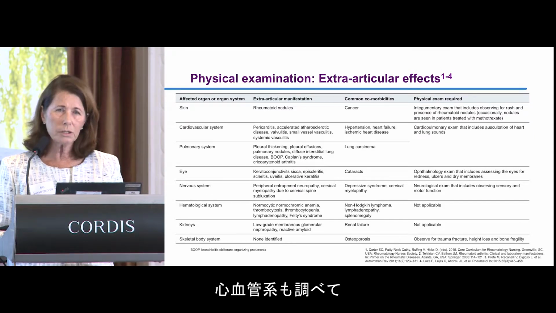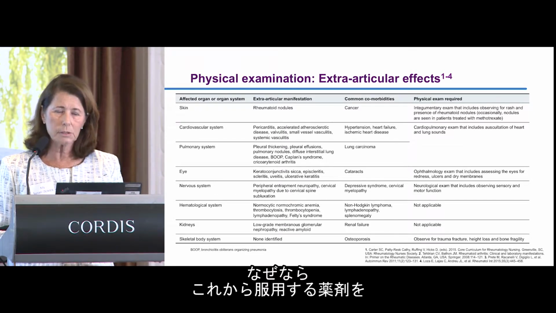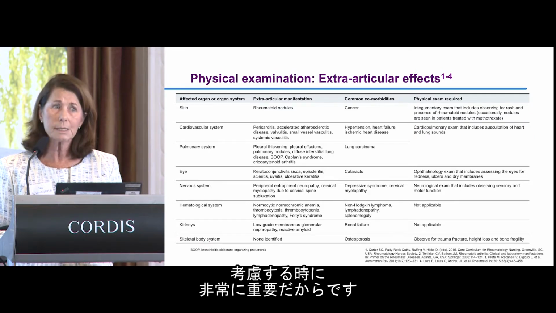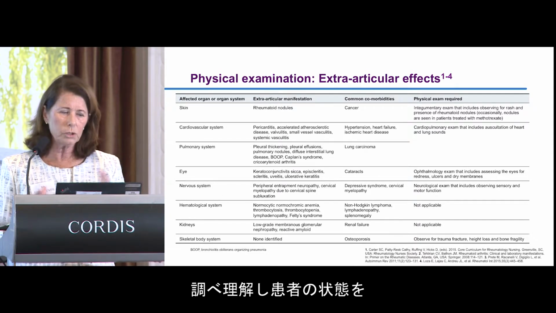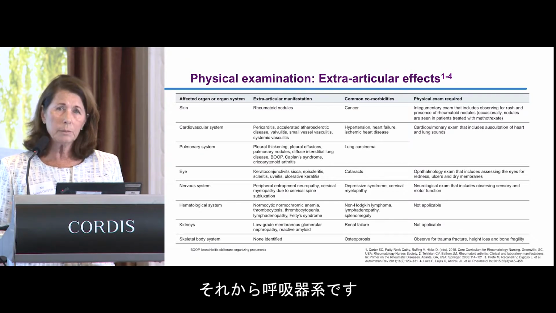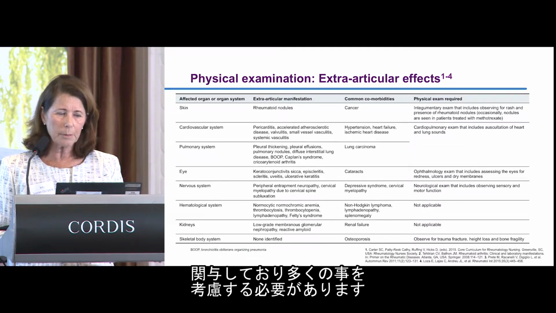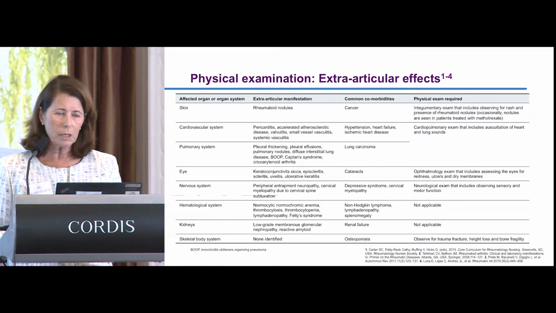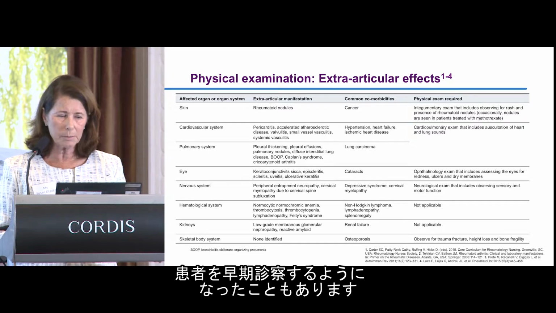You'll be looking at their cardiovascular system and understanding whether they have any hypertension, heart failure, ischemic heart disease, because those are going to be very important when you're looking at the drugs they're going to be on. So you have to examine and understand that, and that's what you need to know when you see patients, exactly where they are with those things. And again, the pulmonary system, lots of involvement there for people, and lots of things you need to think about: pleural thickening, pleural effusions, pneumonitis, nodules on the lungs. Luckily now we have biologics, we don't see so much of these, thankfully, and we're getting patients to be seen earlier.